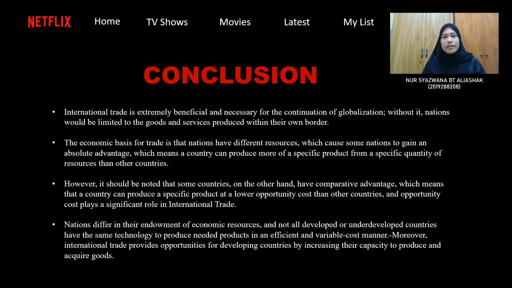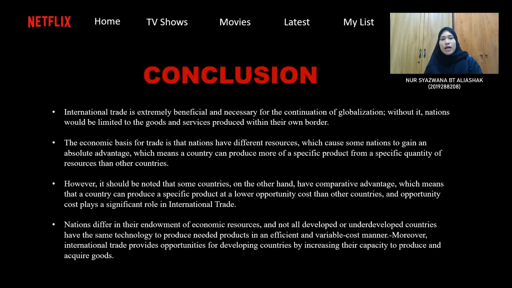Nations differ in their endowment of economic resources, and not all developed or underdeveloped countries have the same technology to produce needed products in an efficient and variable cost manner. To summarize, international trade leads to economic growth if policy measures and economic infrastructure are accommodating enough to deal with the changes in the social and financial scenario that result from it.